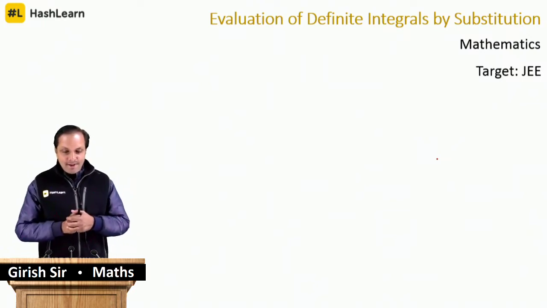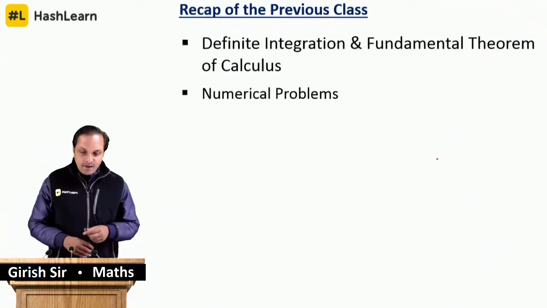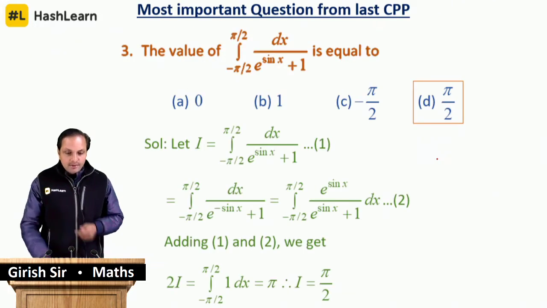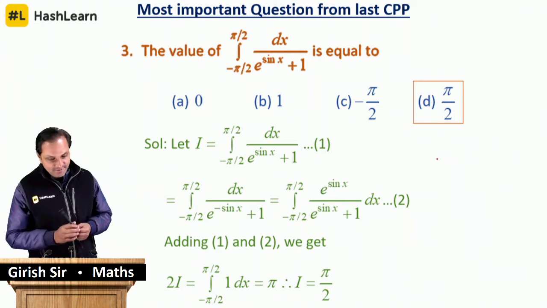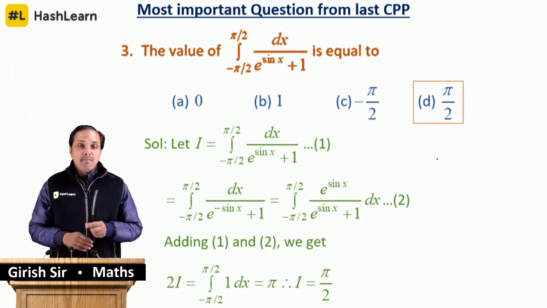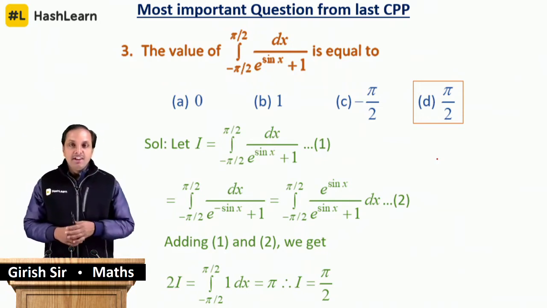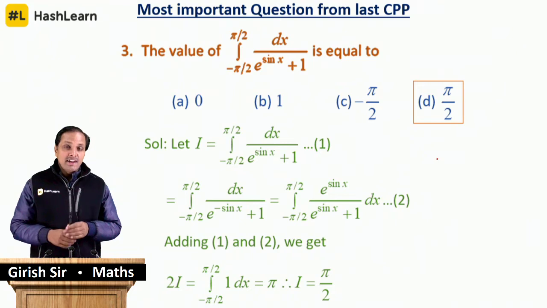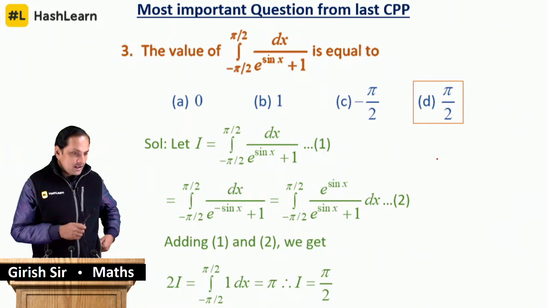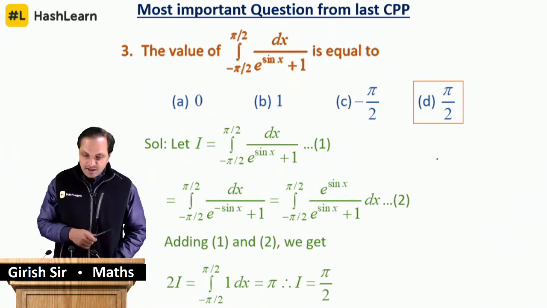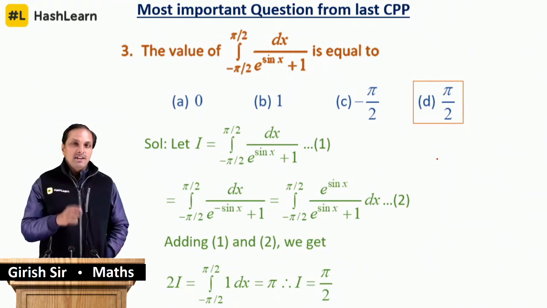So in the last class we were doing problems on definite integrals, and here is a recap. There was a problem in the last class practice pack. The problem was from minus pi by 2 to plus pi by 2, and the integrable function is 1 by e to the power sin x plus 1. This is one of the most important problems from the last class practice pack. You know that passport holders have access to the CPPs which are given at the end of the class.